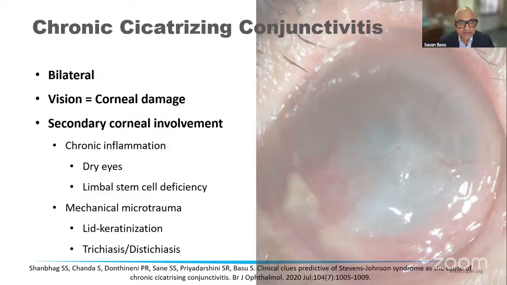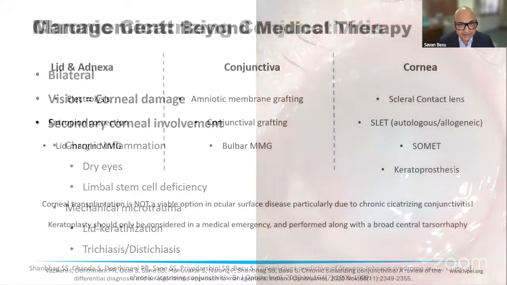Corneal damage is what causes blindness. This is what we are trying to prevent, and this is where reconstructive surgery comes in. It's almost always secondary to either chronic inflammation because of dryness, because of chronic limbal inflammation, which leads to limbal stem cell deficiency, or because of direct trauma to the cornea, because of the lids and because of the eyelashes.